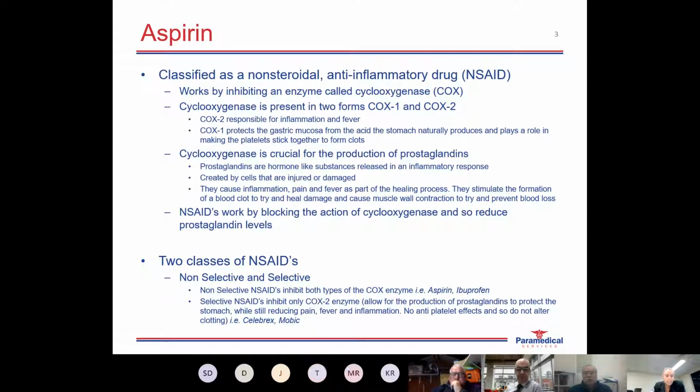Selective NSAIDs inhibit only the COX2 enzyme. So they actually allow for the production of prostaglandins, and while they still reduce pain, fever, and inflammation, they have no effect on the clotting. Two examples would be Celebrex and Mobic.